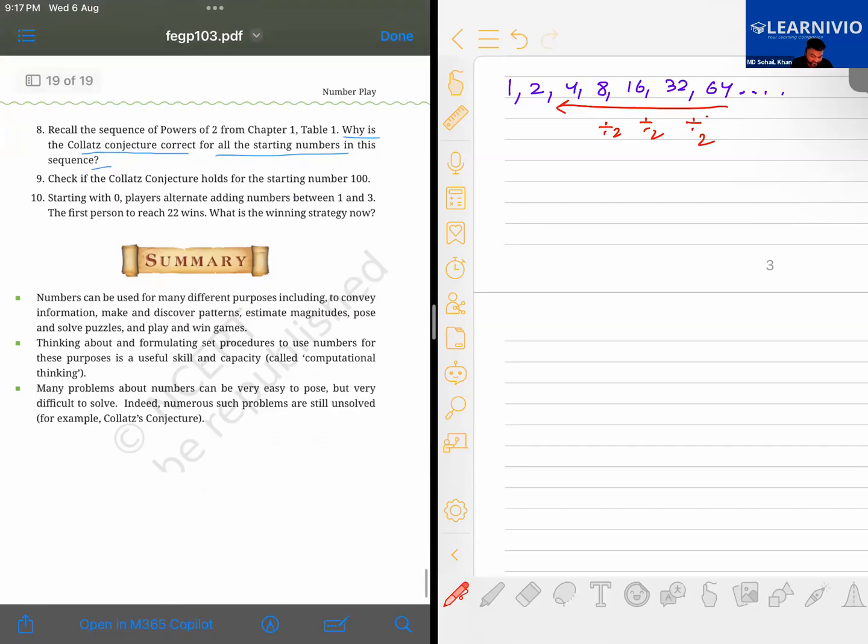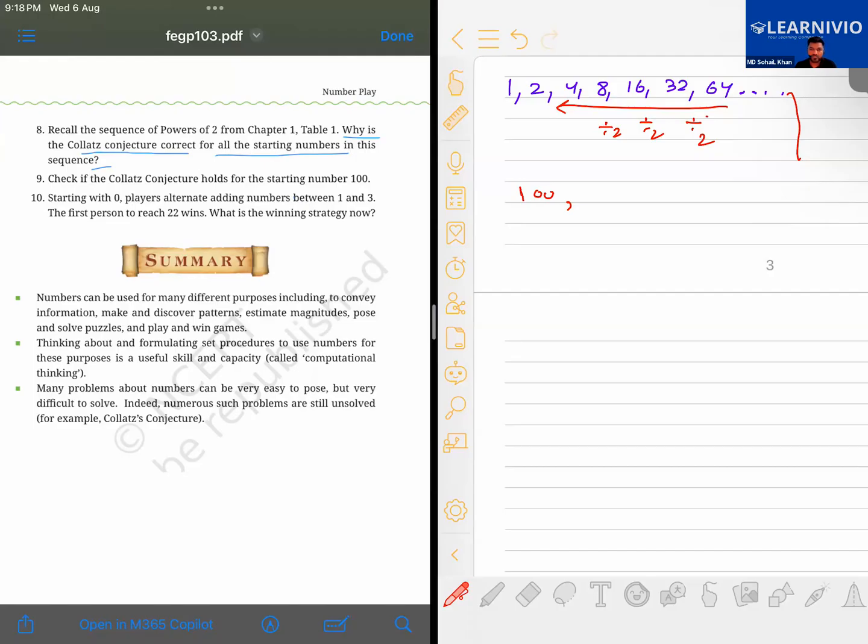Question number 9 says, check if the Collatz conjecture holds for the starting number 100 or not. So let's say we have taken the starting number as 100. Now after 100, what will be the next number? We're talking about 50.